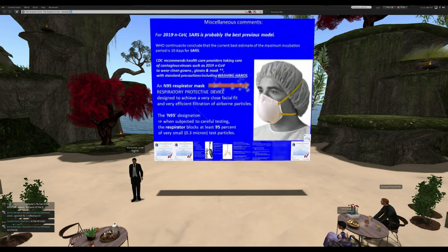So, how to deal with it? The CDC, or Center for Disease Control in Atlanta, recommends that healthcare workers use washing hands, masks, gloves. I would recommend goggles in dealing with viruses too.